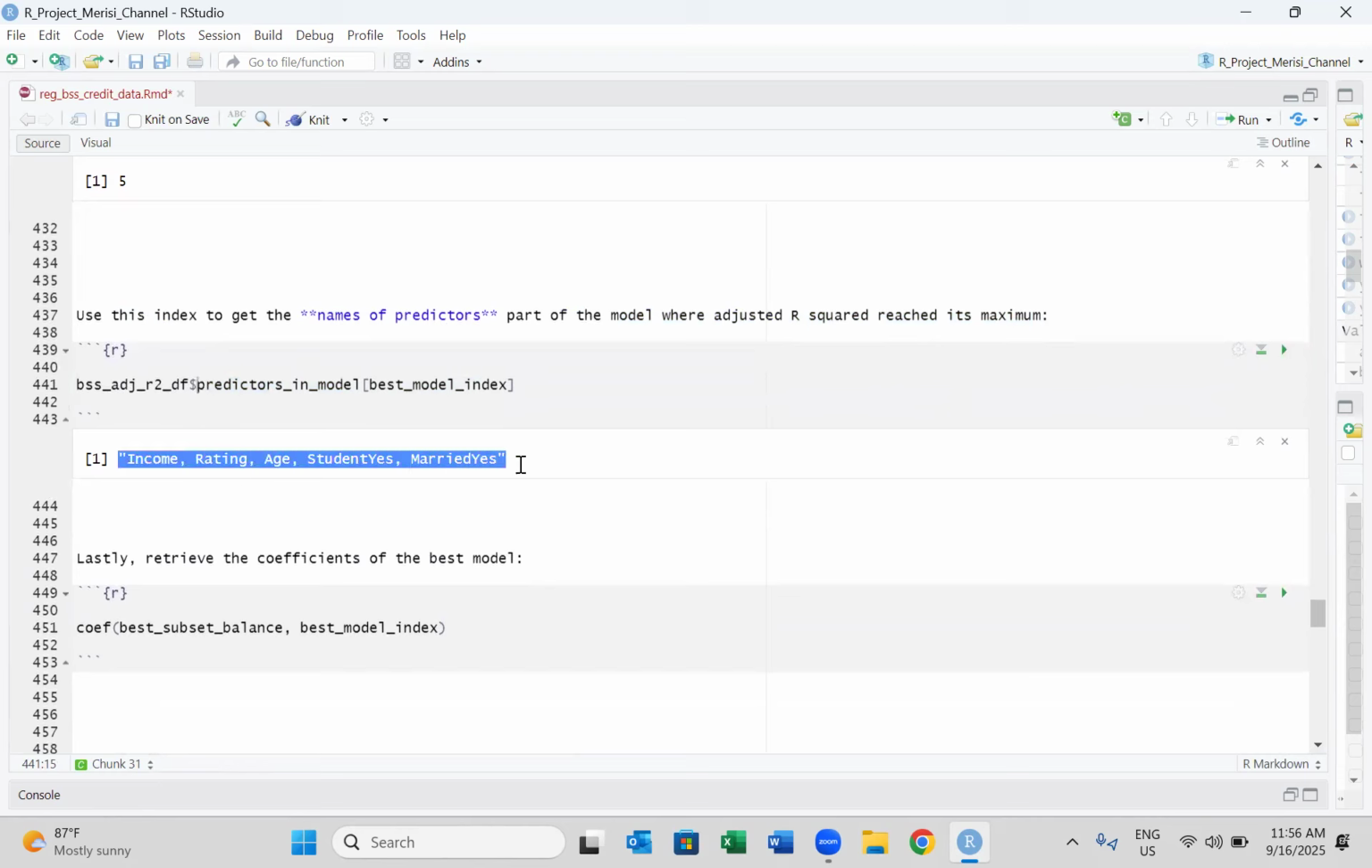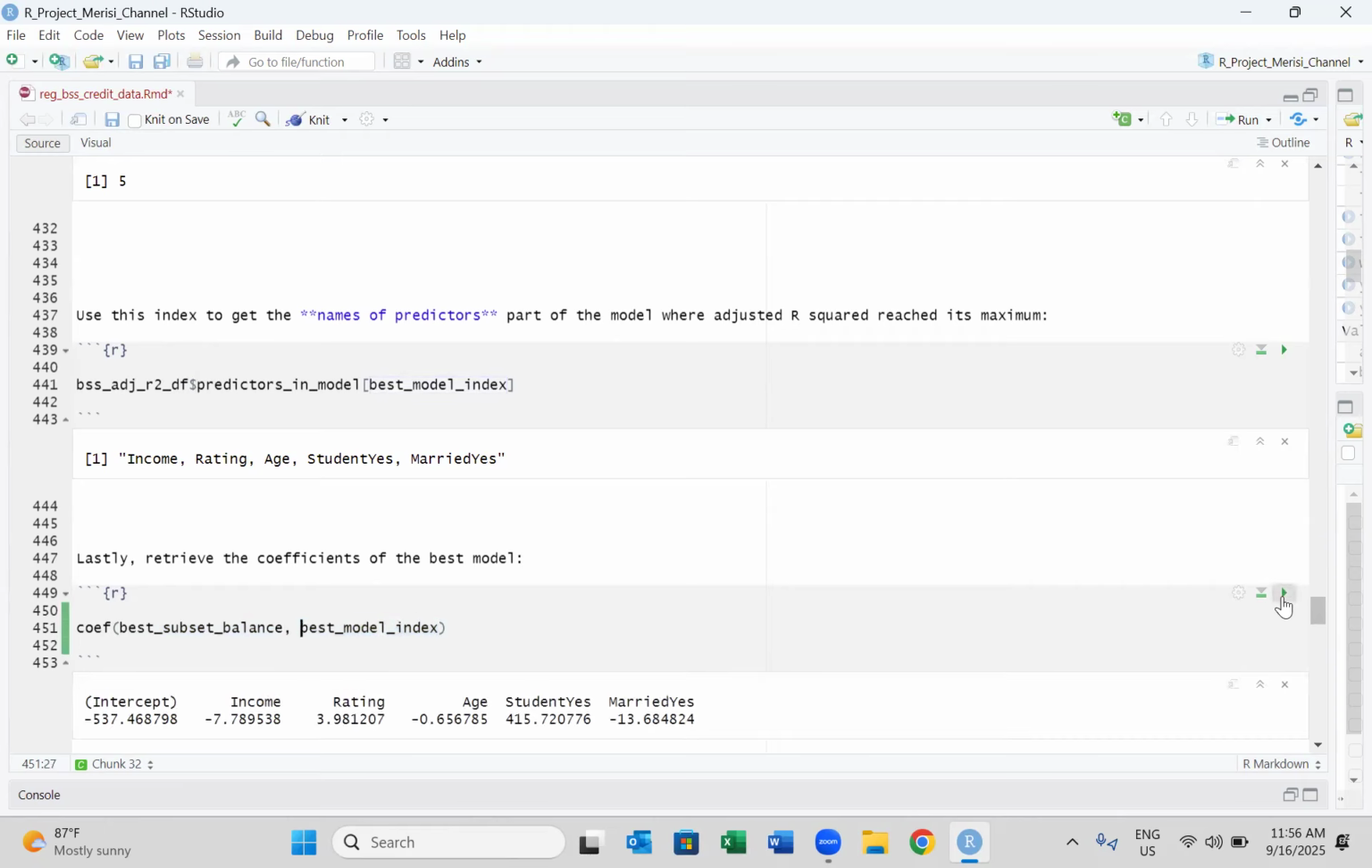Then the last thing you should do is retrieve the coefficients, because you don't want only the names of the predictors. You want the coefficients as well, because our goal is to propose a regression equation. A regression equation is the intercept plus each predictor times its coefficient. So we need the coefficients of each predictor in the equation. To get the coefficients, we can use the coef function. For the coef function, we need 2 arguments: first, the best subset balance variable that we defined earlier, and the index for the best model, which is 5 in this case.